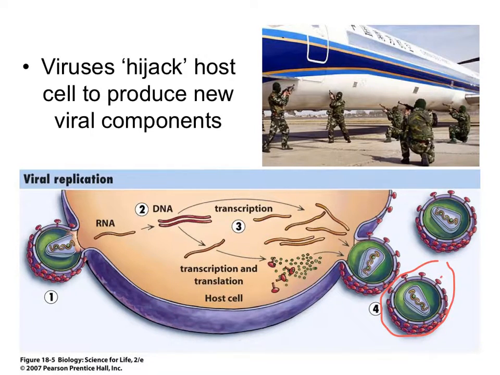It then uses reverse transcriptase, another enzyme, to make DNA. Then it's transcribed, translated in the host cell, and then the new viral particles start budding out. In many cases, it kills the cell. In other cases, there's a whole bunch of viruses that infect us, and we don't show any real signs of it whatsoever. So, basically, they hijack the cell's machinery to make copies of themselves.